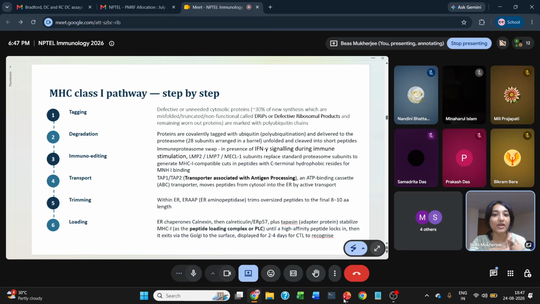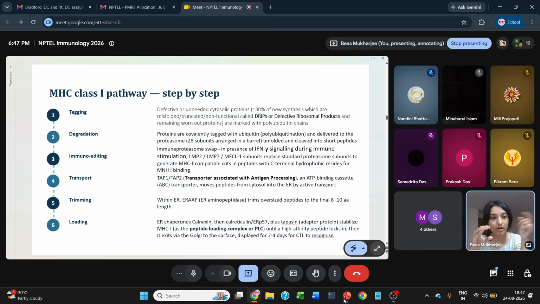ER chaperones, calnexin. Calnexin is the chaperone which binds to this MHC class I molecule, right? So to ensure that it is stable. And then calreticulin and ERP57 plus tapasin. Tapasin is an adapter protein. All of these come together to form this peptide loading complex or PLC, until a high affinity peptide comes and locks in. So here also there is a selection process going on. So multiple peptides can come, but if they are low affinity peptides, that means they are not having very high specificity and affinity for this particular MHC class I.